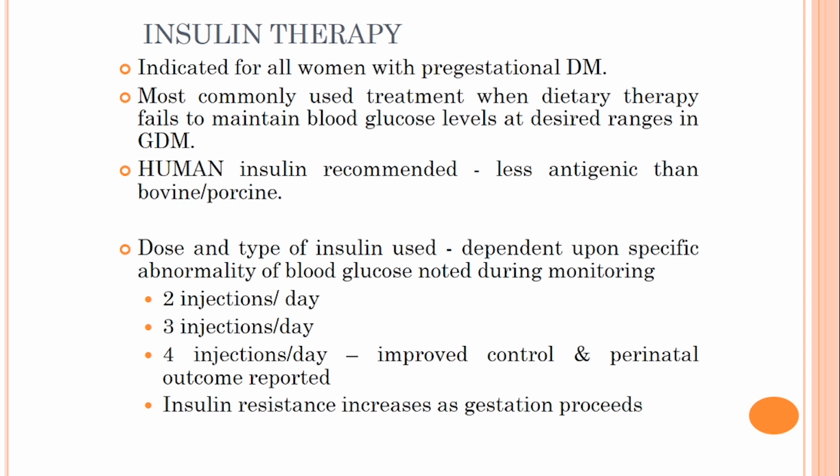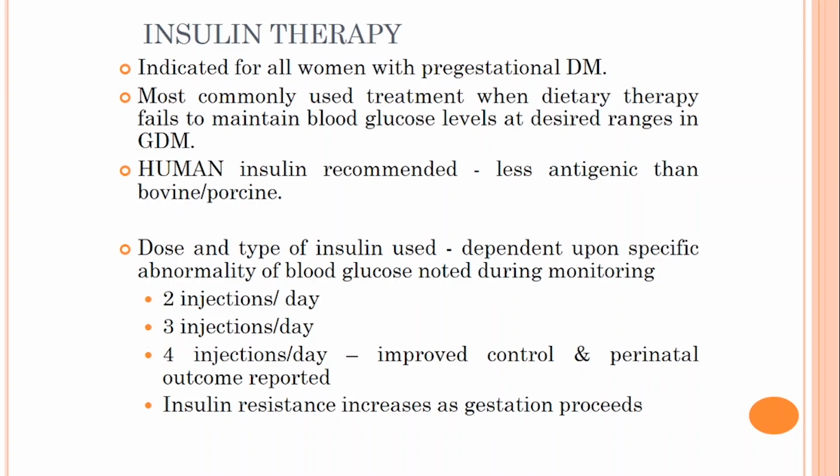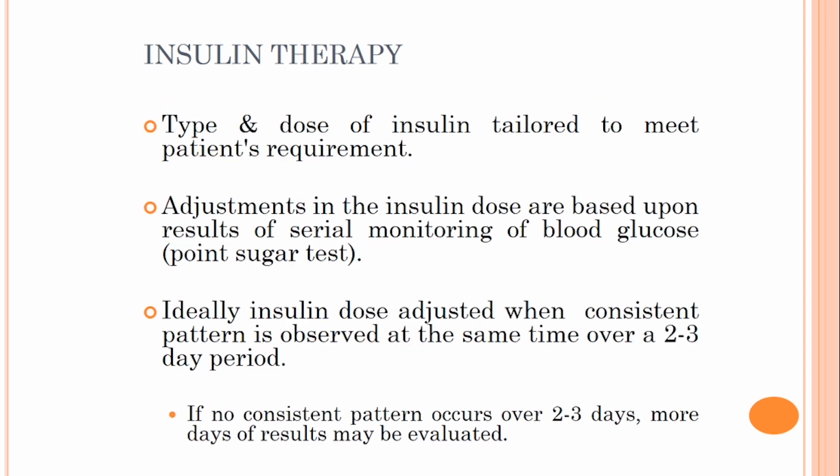However, there is no evidence supporting a particular frequency of insulin being given per day. No evidence that it should be 2 injections, 3 injections, or 4 injections. What one does depends on the need of the patient in question, on the local protocol, and on the results that are being obtained in the environment in question. As I've said earlier, insulin resistance increases as pregnancy progresses. So, type and dose of insulin are tailored to meet the patient's requirements.